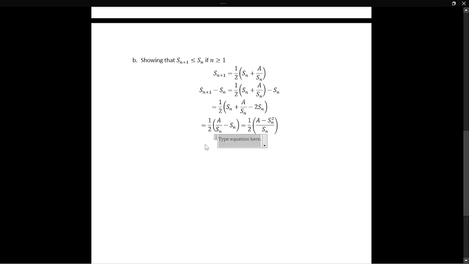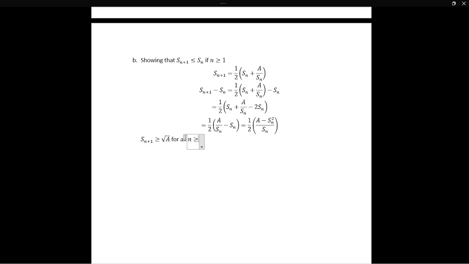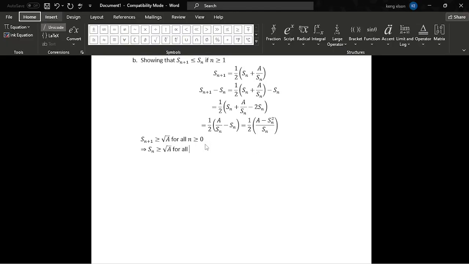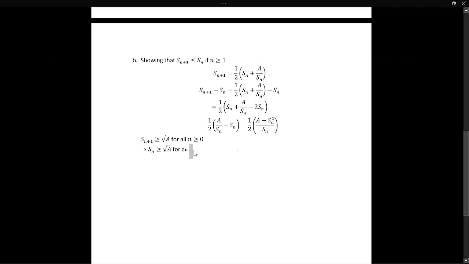So we have already seen previously that s of n plus 1 is greater or equal to the square root of a. This now means, let's first of all say for all n greater or equal to 0, if I want to change s of n plus 1 to s of n, it's also going to be greater or equal to the square root of a. But now we are going to begin with, for all n greater or equal to 1. Why?